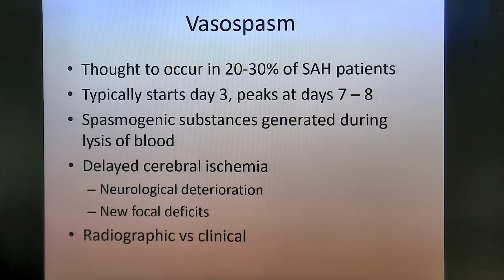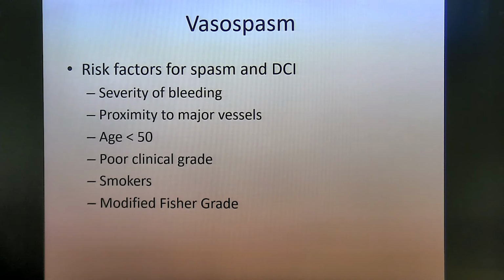There is a difference between radiographic and clinical vasospasm, as it's not uncommon to see findings on a CT angiogram of a narrowing artery, but the patient may not be showing any neurological deficits at the bedside. The risk factors include the severity of bleeding, proximity to major vessels, age, a poor clinical grade, such as a higher number on the Hess scale, smokers, and the modified Fisher grade.